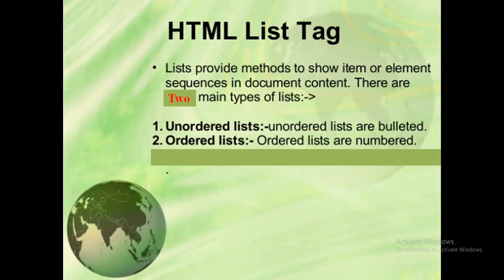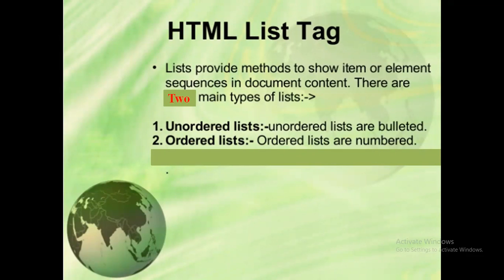List provides methods to show the items or the elements in sequence in the document content. There are two types of list: the first is unordered and the second is ordered. In the case of unordered, we will have bullets, like we used to have in MS Word, right? In the case of ordered, we will have numbering. Numbering can be in Roman, or simply numbers 1, 2, etc. as well. So there are two types of list present.